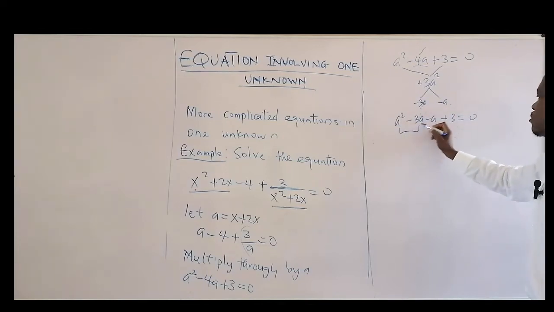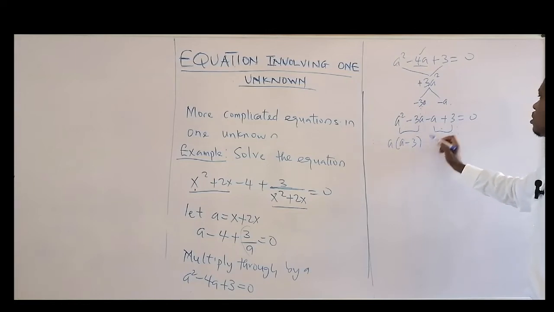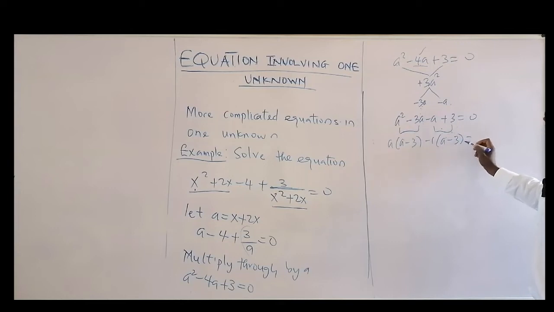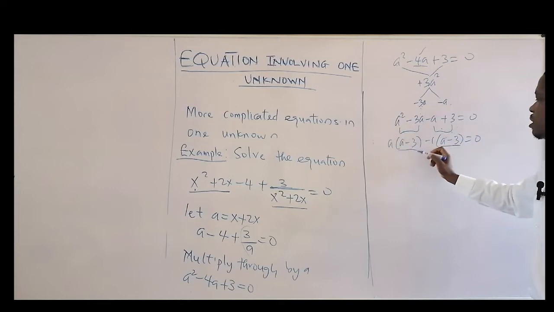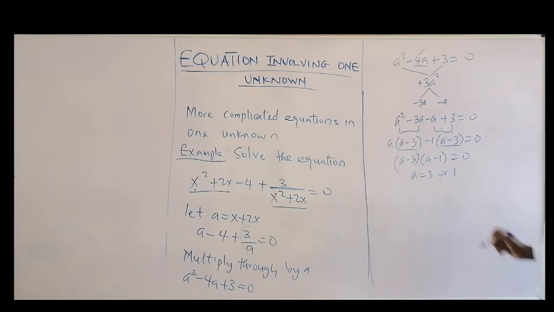And then begin to pair this. A is common here, take it out. 1 is common here, take it out. So these 2 must be the same thing. So we have a minus 3 into bracket a minus 1 equal to 0. So a is 3 or 1.